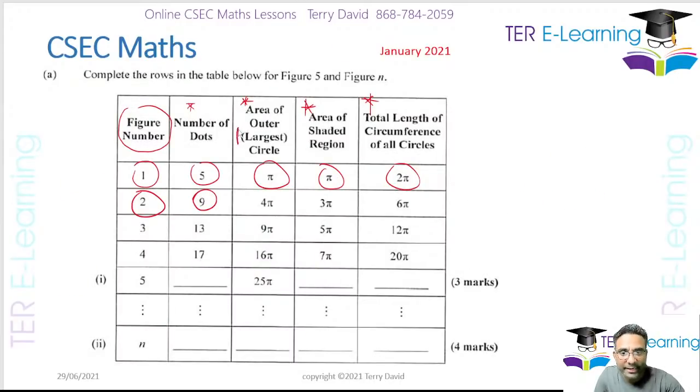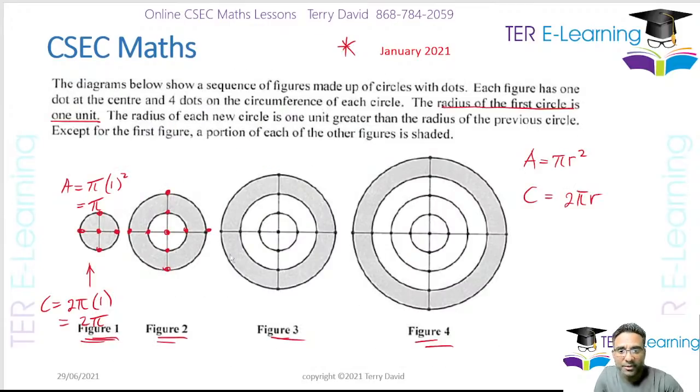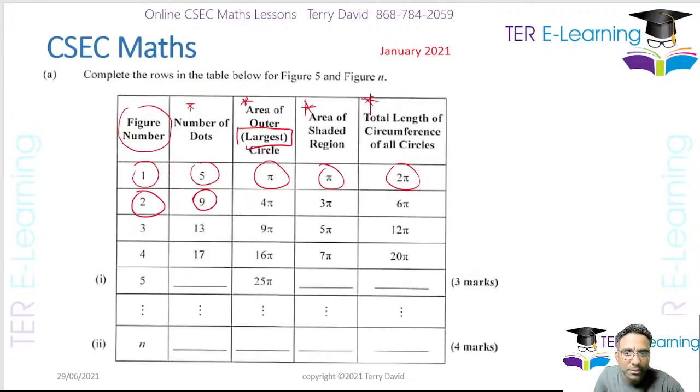Now, notice what I said: the area of the outer or the largest circle. For figure 2, my area for the bigger circle is going to be pi r squared. But the radius of the big circle is going to be 2, because if each one of these lines represents 1 unit, the radius is 2. So it's pi multiplied by 2 squared, which should be 4 pi. That's how they got this 4 pi.